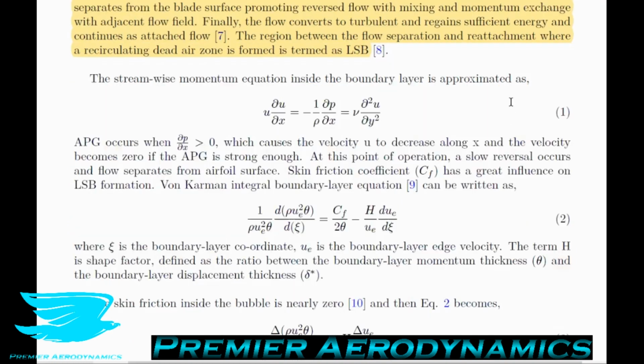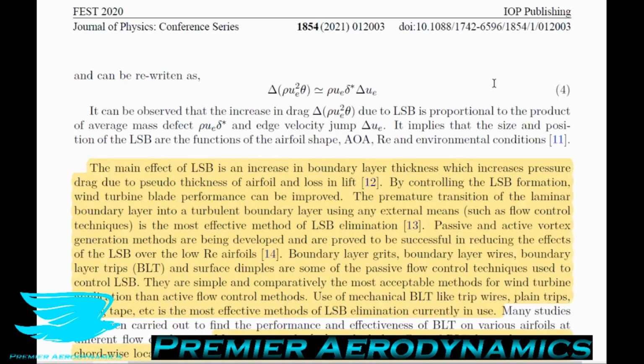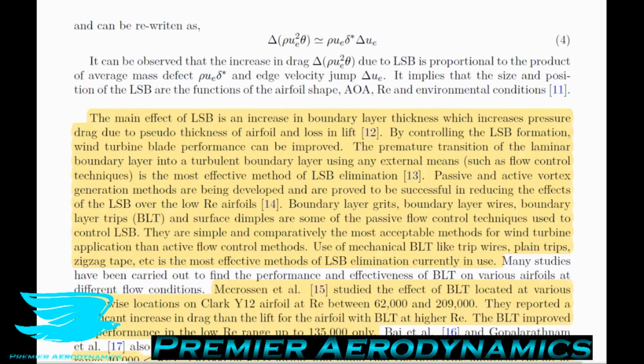So let's move on with what they're looking at. The main effect of an LSB is effectively an increase in the boundary layer thickness, which increases pressure drag due to this pseudo thickness over the airfoil, and loss of lift. So why does that occur?